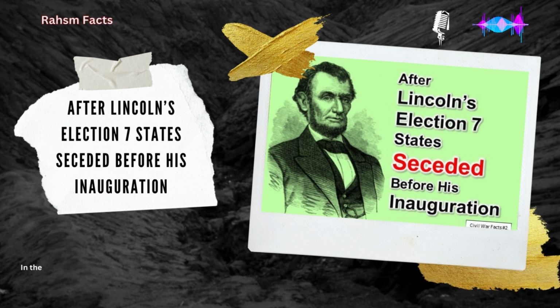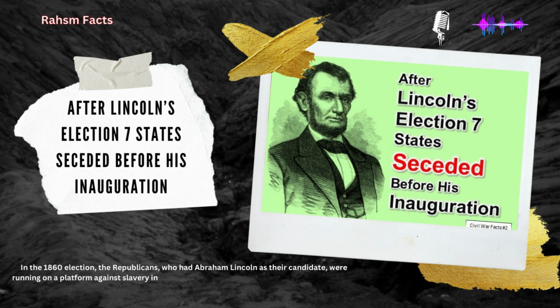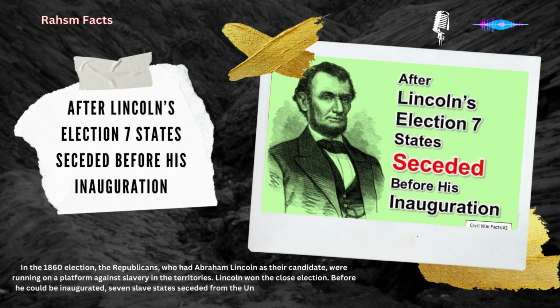In the 1860 election, the Republicans, who had Abraham Lincoln as their candidate, were running on a platform against slavery in the territories. Lincoln won the close election. Before he could be inaugurated, 7 slave states seceded from the United States and formed the Confederate States of America.